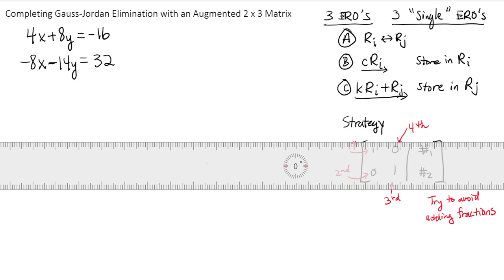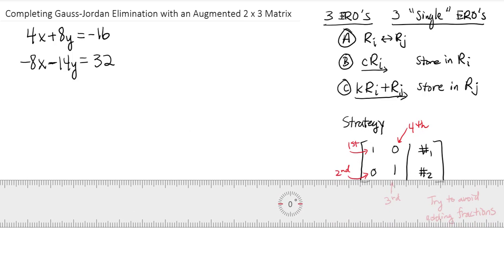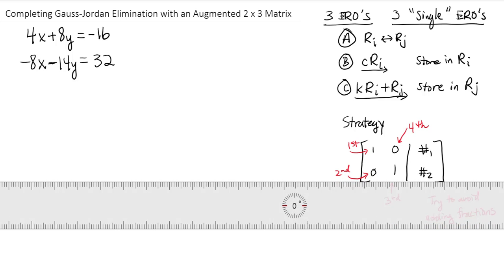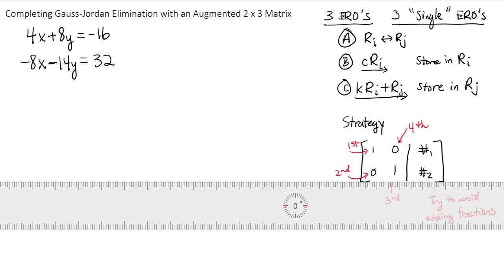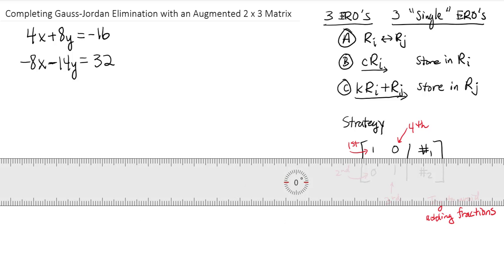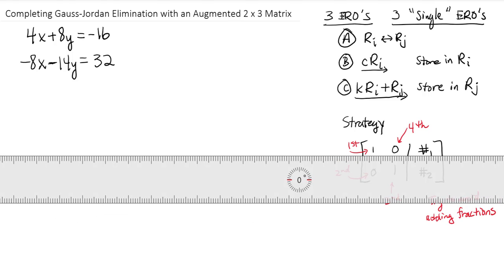The general strategy for a 2 by 3 matrix is we want to first have a leading 1 in the upper left-hand corner, followed by a 0 right below it. The way we get these 1s and 0s is to perform elementary row operations at the right time. The third part of the strategy is to get a 1 in that second row at that very specific position, and then we work our way back to get our 0 in the first row in that position.